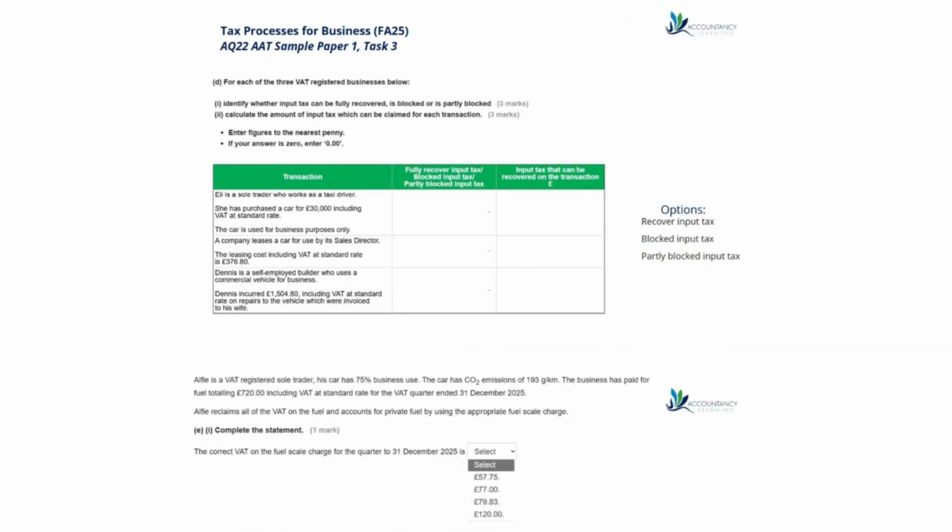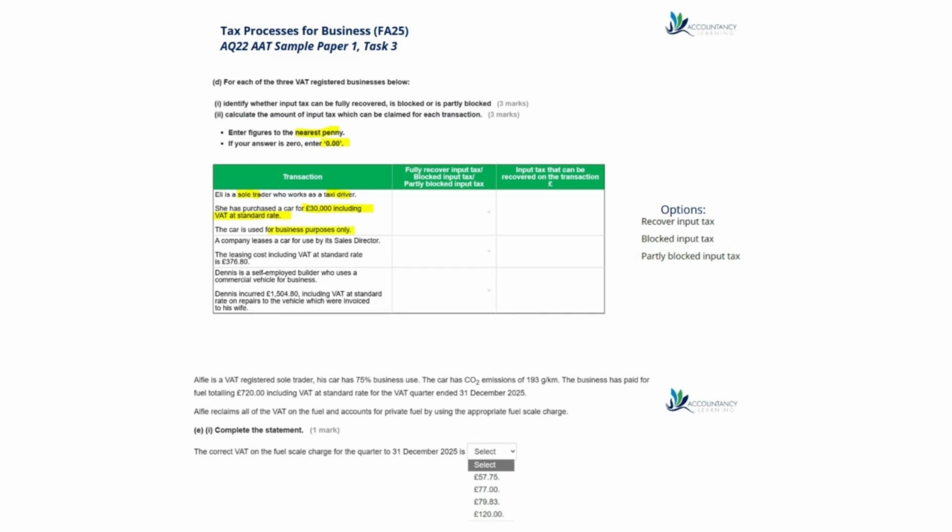For each of the 3 VAT registered businesses below, we need to identify whether input tax can be recovered, blocked or partly blocked, and identify the amount of input tax which can be claimed for each transaction. We've got to enter figures to the nearest penny, so 2 decimal places, and if we think the answer is 0, then we must enter 0.00. So the first one, Eli is a sole trader who works as a taxi driver, purchased a car for 30,000 including VAT at the standard rate, so that's a VAT inclusive cost, and the car is used for business purposes only.